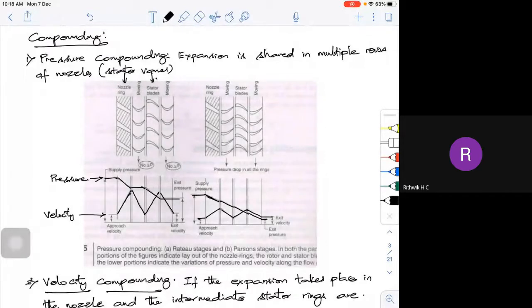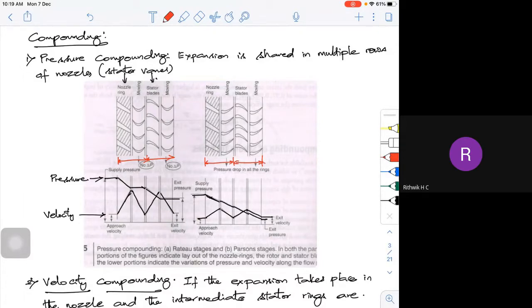You have the nozzle ring. The first set of stator blades are called stator blades or nozzle rings, followed by a rotor. Then we have the intermediate stator blades, then the rotating blades. A combination of stator and rotor blades together is called a stage. If you look at it here, this is one stage and this is one stage. This is one stage and this is one stage.